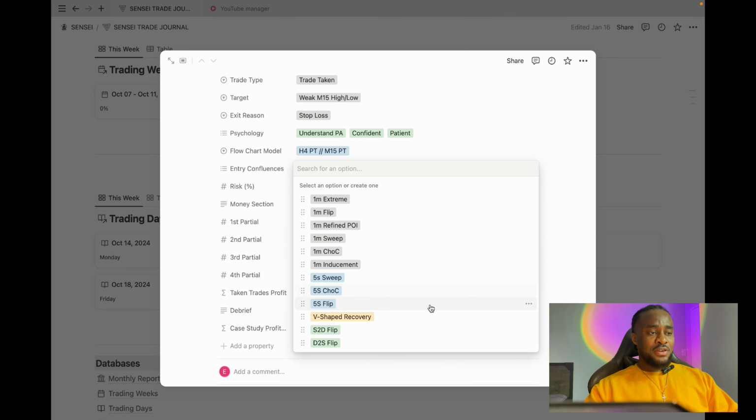So right here we have this confluences section. For me right now, this confluences section is outdated because, like I said in my other video, I refined my strategy over and over, and now I'm at the point where these confluences are no longer applied to my strategy, but I'm yet to update it, and it's not a big deal.